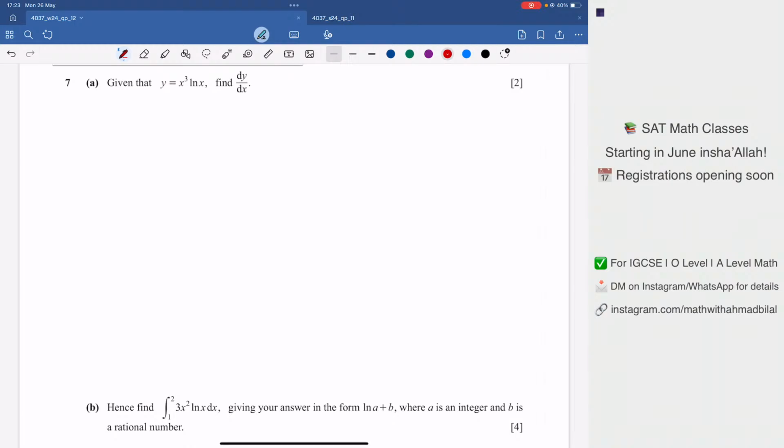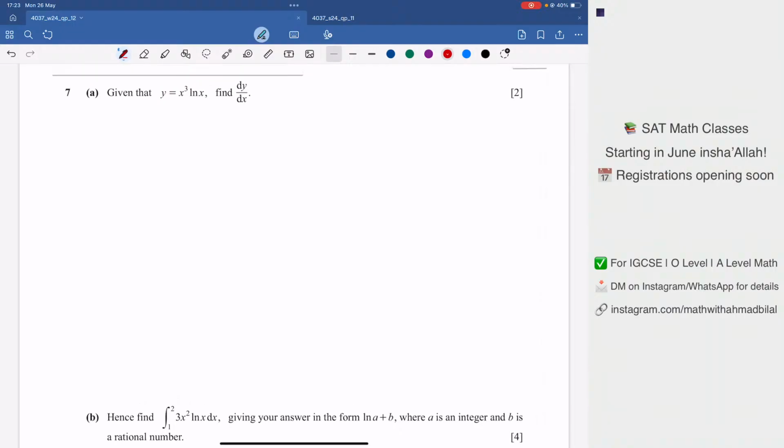y equals x cube into ln x. Find dy over dx. The first part is relatively straightforward. It's a product. How do you differentiate products? You can use the product rule of differentiation: uv dash plus vu dash. You could say this is u and this is v. u is equal to x cube, v is equal to ln of x. Just apply the product rule of differentiation to find dy over dx.